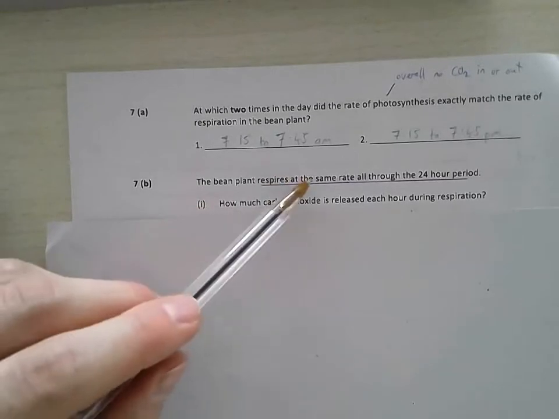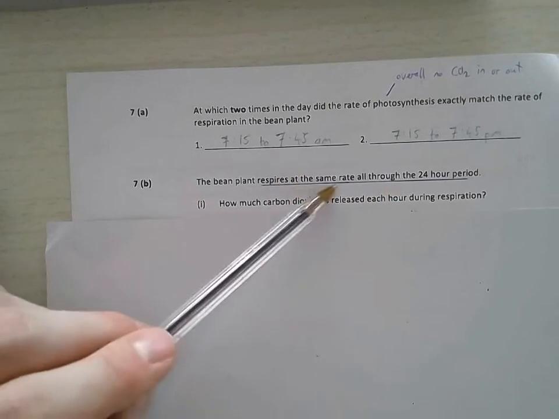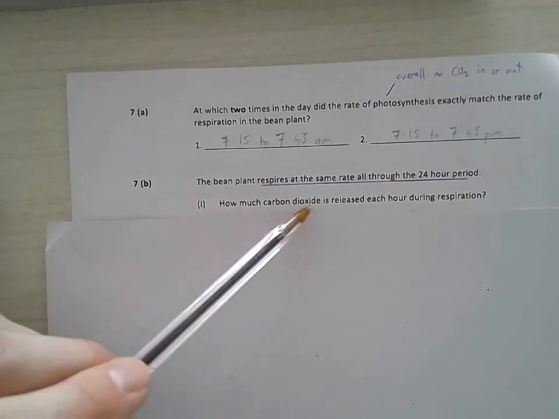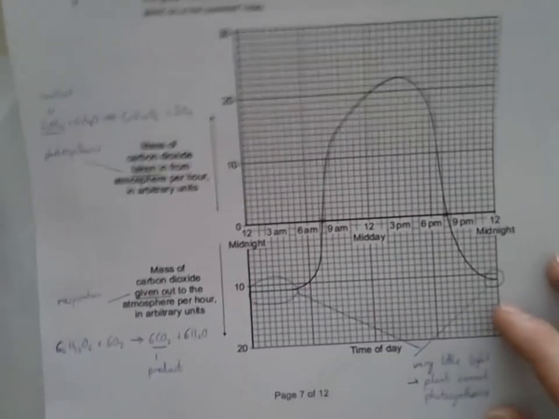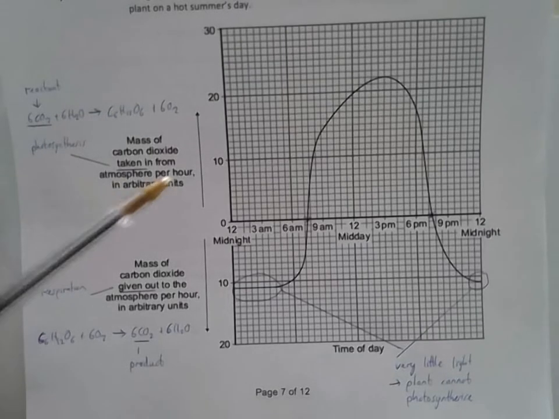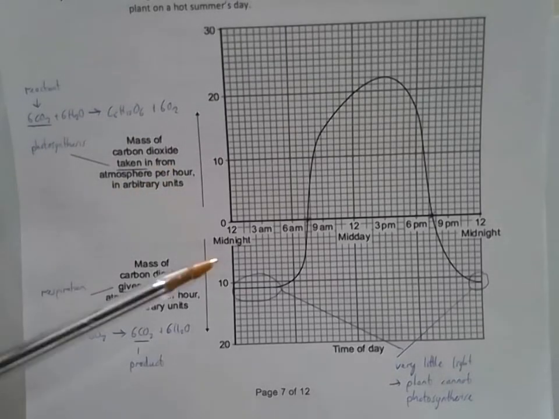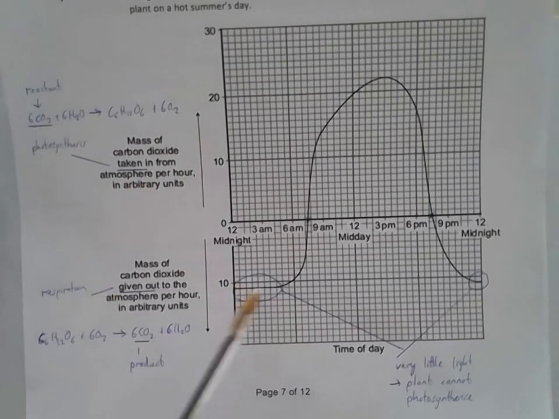The bean plant respires at the same rate all through the 24-hour period. So the rate of respiration is always the same. So how much carbon dioxide is released each hour during respiration? So the only way really to figure this out is we need to look at parts where photosynthesis is not happening, where the only thing the plant is doing is respiring. And that's why I picked out these 2 parts here, where it's really dark, there's no photosynthesis happening, just respiration.